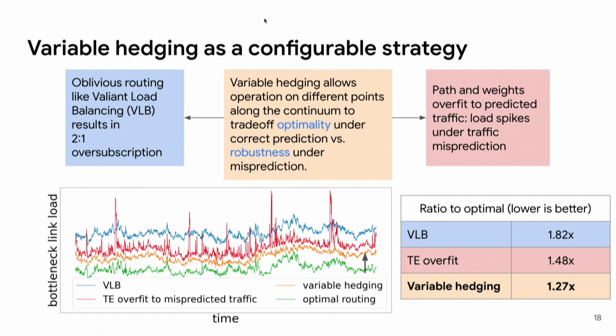So we designed a scheme called variable hedging to hedge against different degrees of traffic misprediction. It allows us to operate on any point along the solution continuum, trading optimality under correct prediction for robustness under misprediction, or vice versa. As is shown by the orange waveform, variable hedging simultaneously achieves better performance on average and eliminates spikes from overfit.